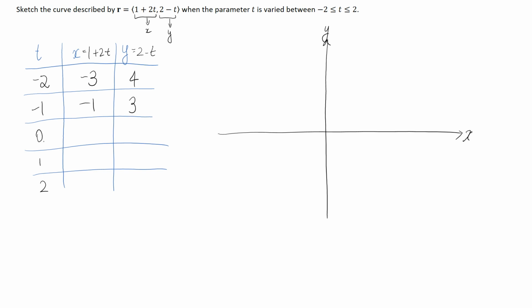If we keep this up, the next one here goes to 1 and 2. The next one goes to 3 and 1. And the last one goes to 5 and 0.